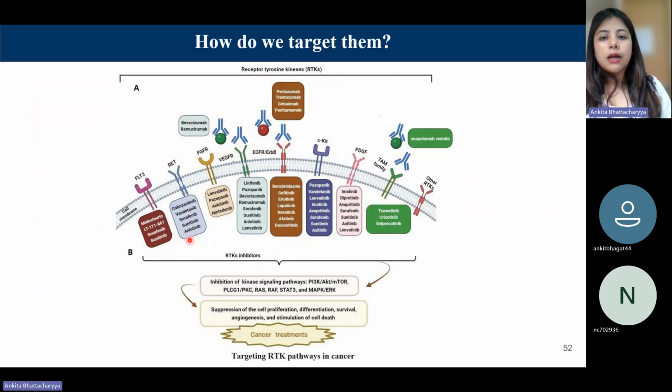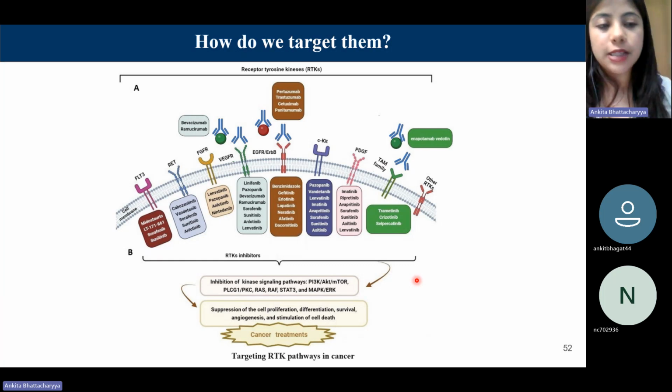Apart from that, here you see a spectrum of all the different types of inhibitors which are known for these drugs. So apart from the ones which have been mentioned, targeting RTK pathways in cancer is something that is extensively done, like I mentioned initially, because it is a pathway that is crucial and that is so varied.